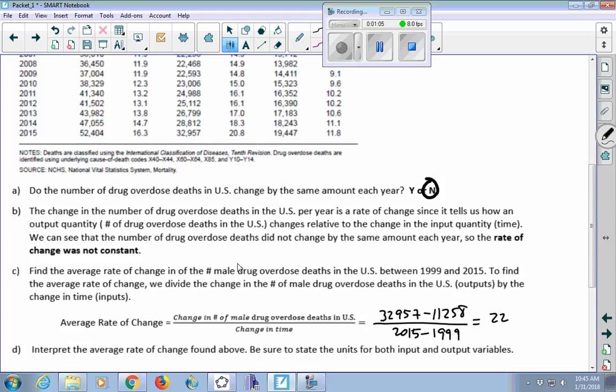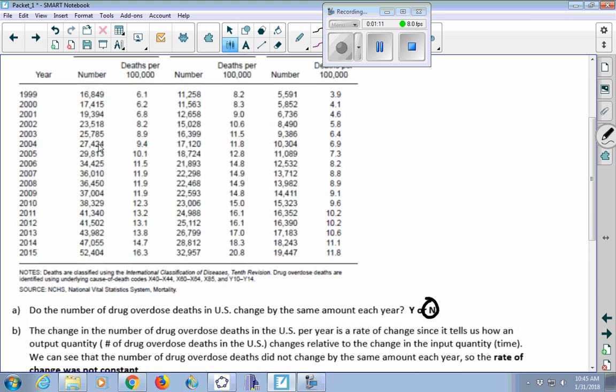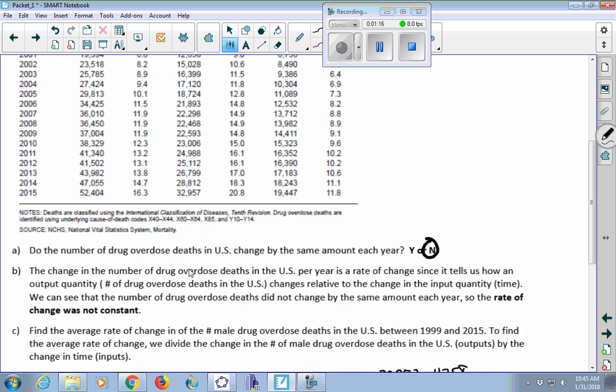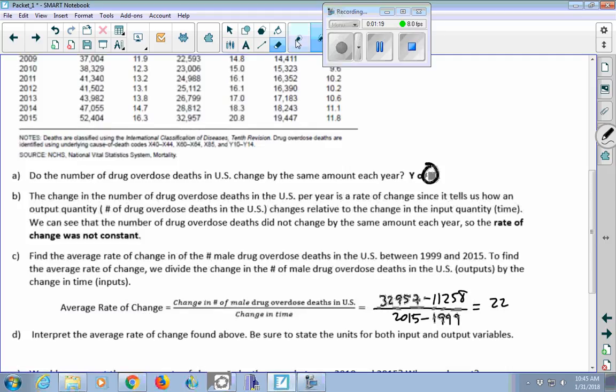Huh, I don't have that. In mine, oh, I see right here. 2015, oh, I know what I did. I did it for all of them instead of the males. Okay, so what did you get again? 21,000.